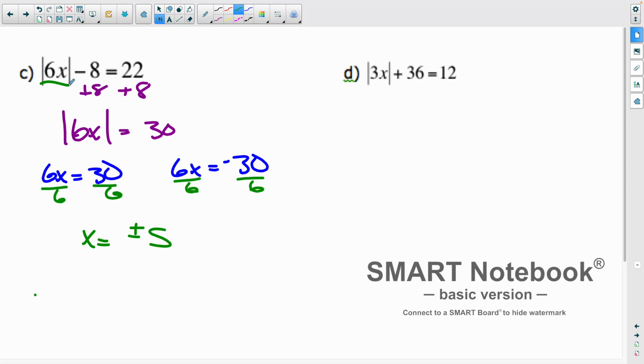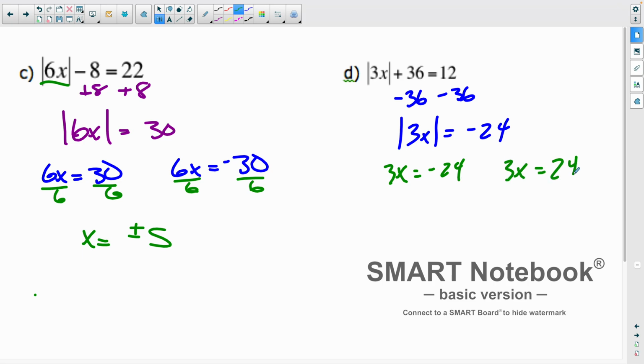All right? So let's take a look at the next one. Where would we start on this? Minus 36. So the absolute value is not by itself. So minus 36. So the absolute value of 3x is equal to negative 24. I'm going to split it now. So 3x equals negative 24, and 3x equals positive 24. Very similar to this one over here. I'm going to divide by 3. I get x equals plus or minus 8.